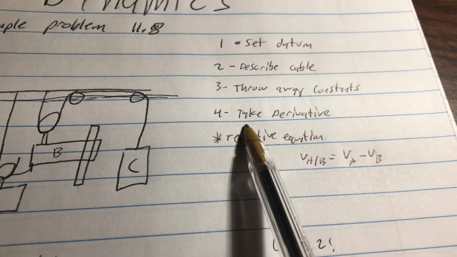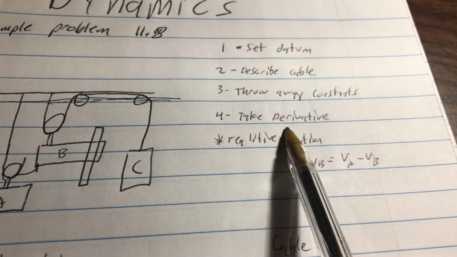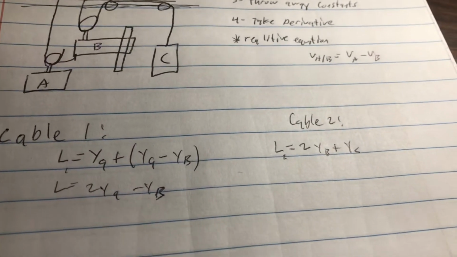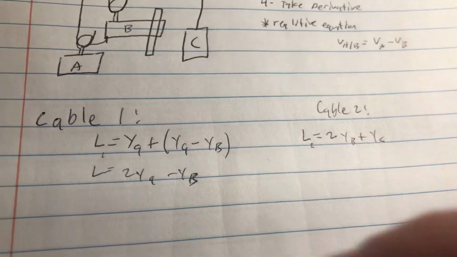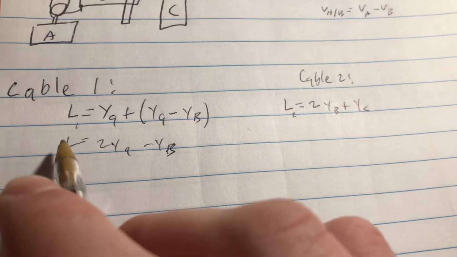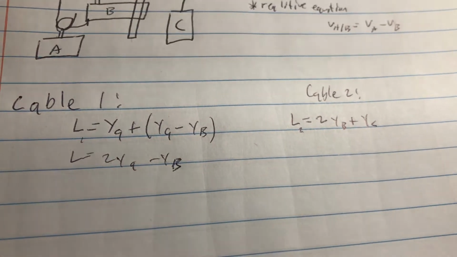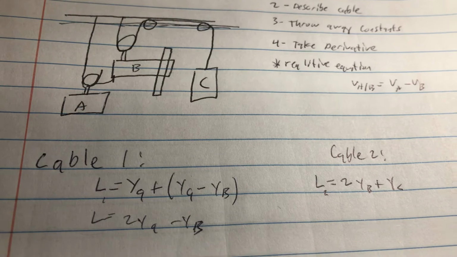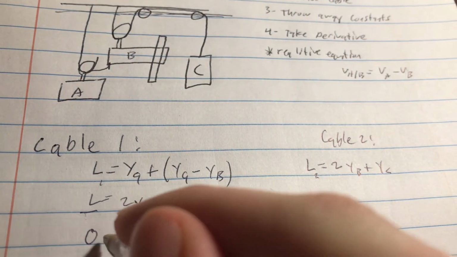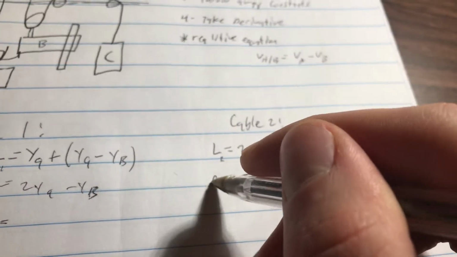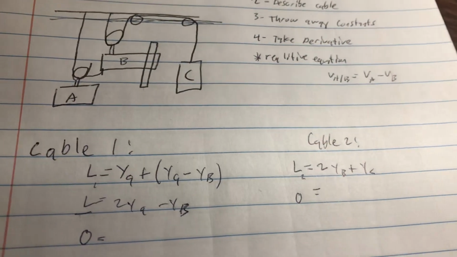Now step 4, we're going to take the derivative. This is super cool, and this is also why we can throw away the constants. When we take the derivative of a distance, and this is a constant, the cable length is not going to change, so when you take the derivative of that constant, it's going to be 0, and the same thing for over here, 0. And that's going to equal something.